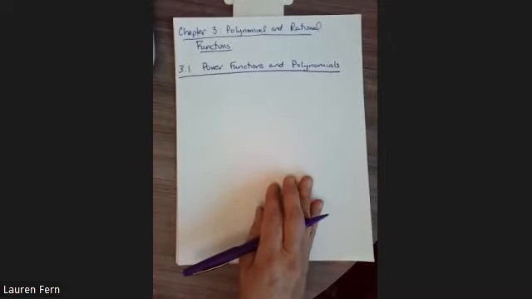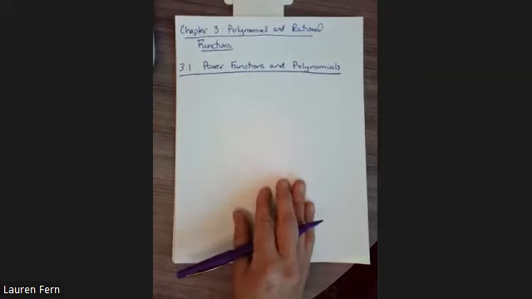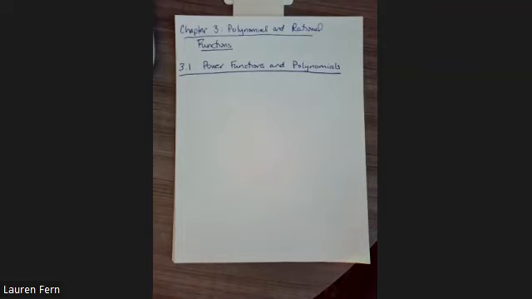Hi there. So what we're going to do now is start our final chapter for this particular course. And this chapter is super fun. It's on polynomial and rational functions. So we're only going to be covering about 4 or 5 sections in this chapter. And what we're going to do is first start out discussing what power functions and polynomials are.